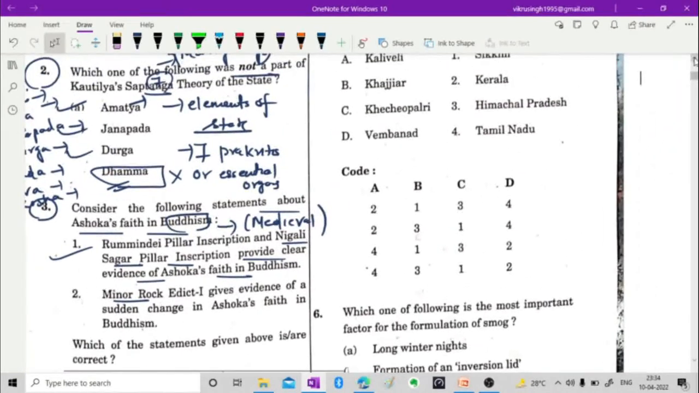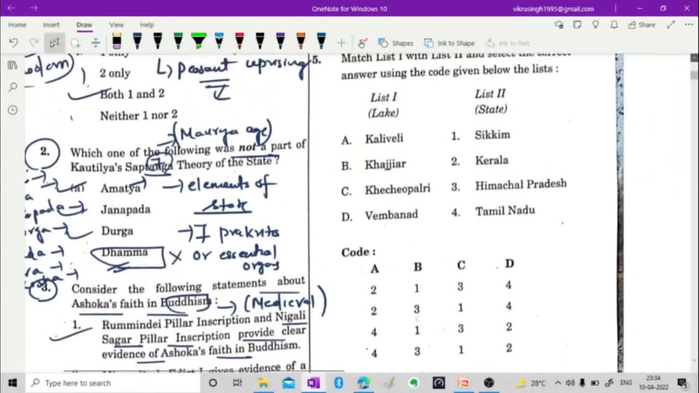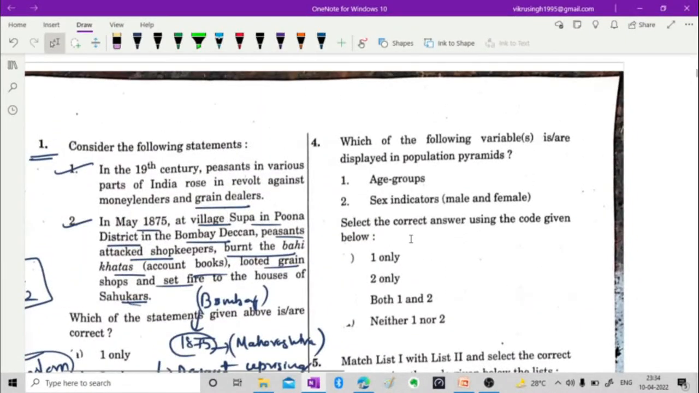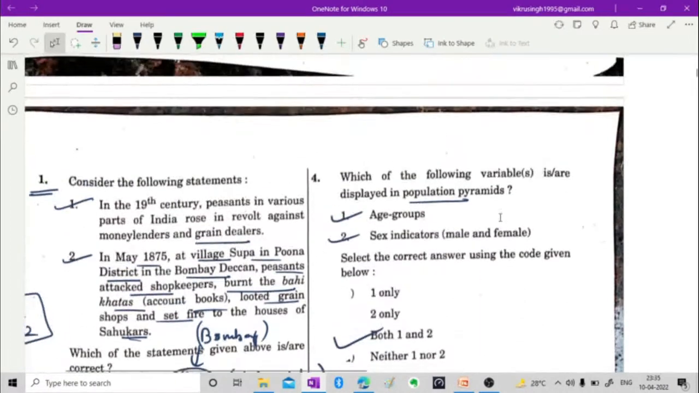Now proceeding on to question number 4. What does question number 4 say? Question number 4 says, which of the following variables is displayed in population pyramids? The population pyramids mein kaun sa kaun sa hai? Yes, age groups also, sex indicators also. So the correct option is both 1 and 2.